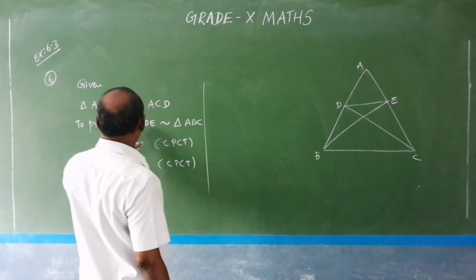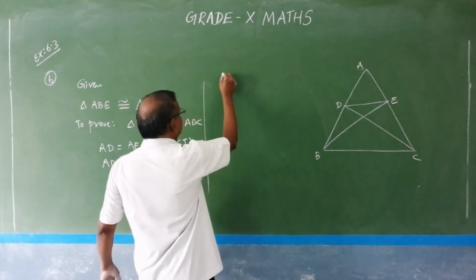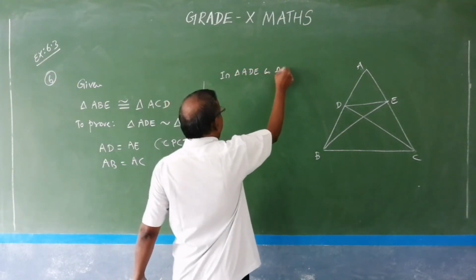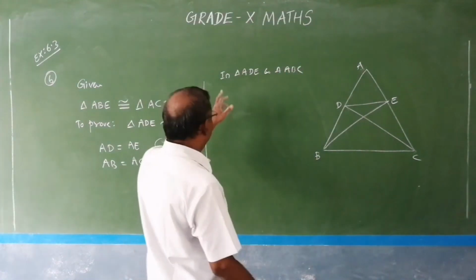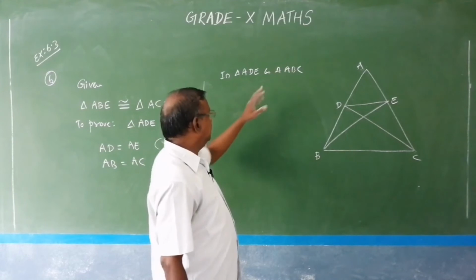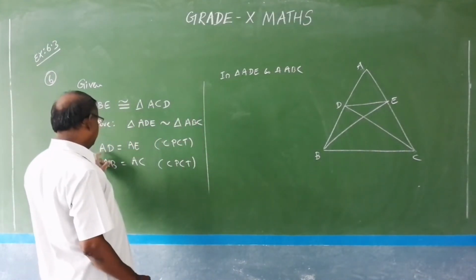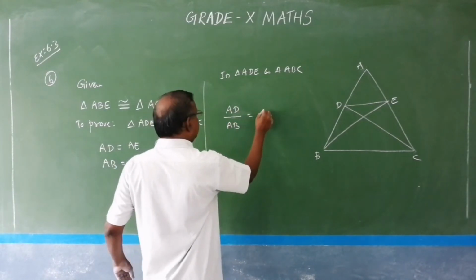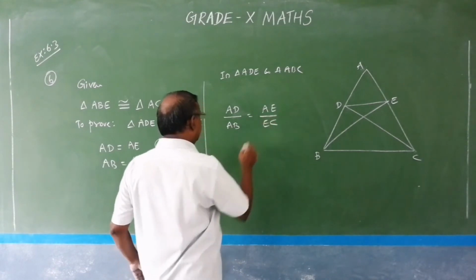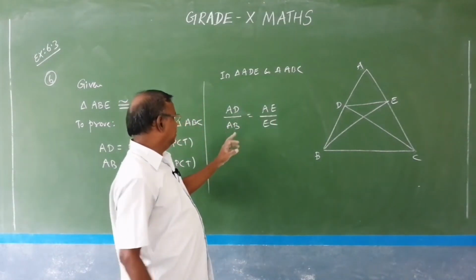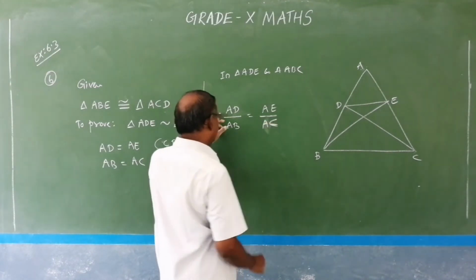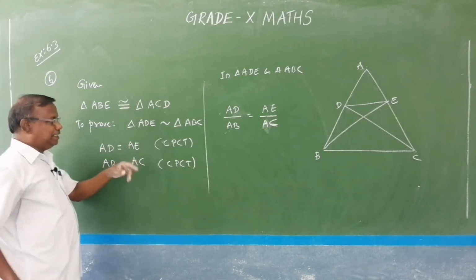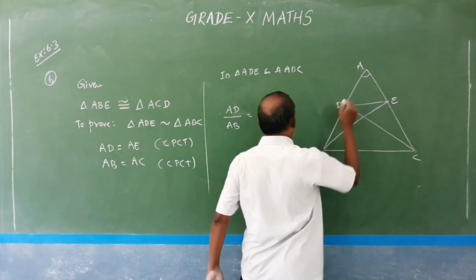Now come to our point, that is in triangle ADE and ABC. In triangles ADE and ABC, AD by AB equal to AE by AC, because AD equal to AE and AB equal to AC. Therefore AD by AB equal to AE by AC, and angle A is common.